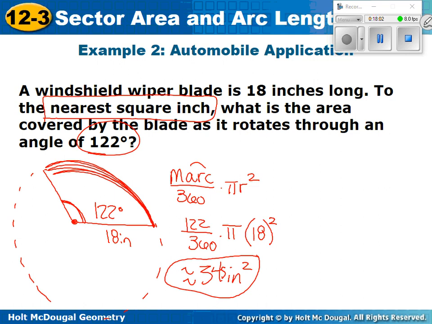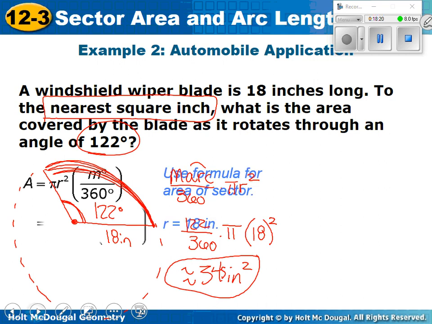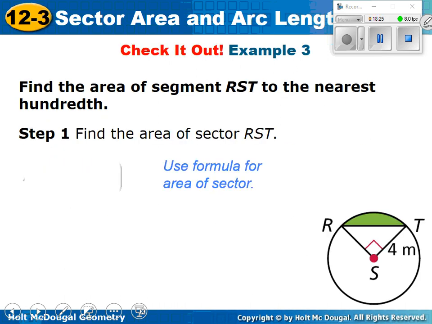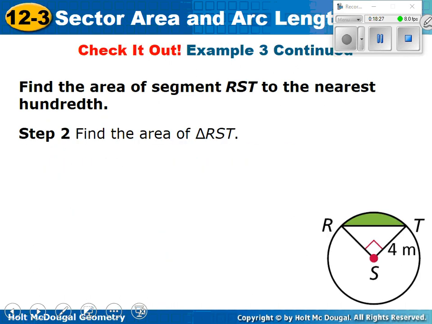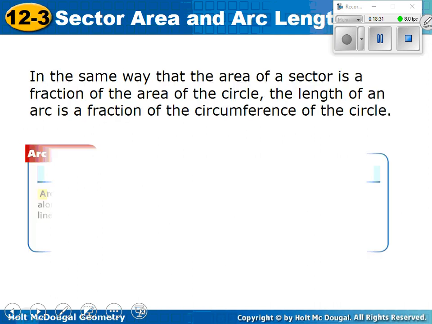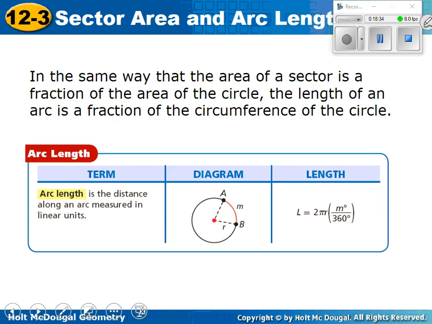Okay, I want to emphasize one more time, the only difference between area of a sector and arc length when it comes to the formula is just you're changing from area formula to circumference, right? So I want you to try some of the, we're going to skip segment for a minute, go on to the arc length problems. So we're going to skip ahead, find arc length in your notes. And here is arc length.